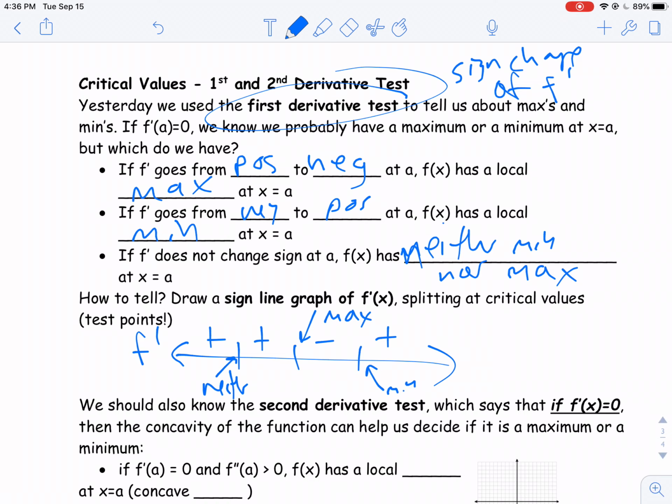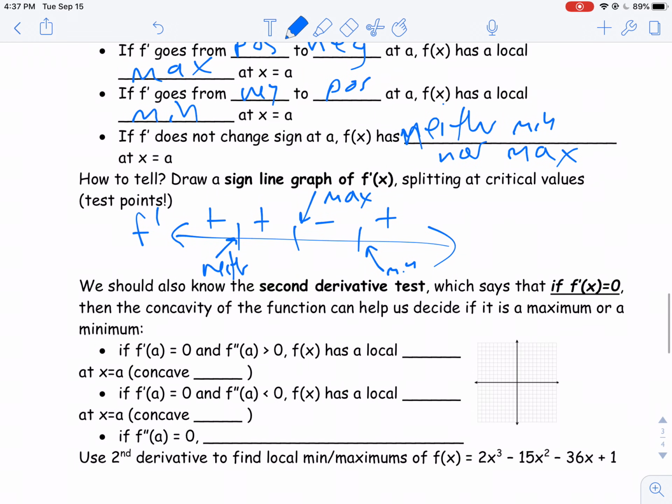Okay, so this is great, but sometimes you can't actually find a sign change of f prime. Like maybe the equation's too difficult to draw a sign line graph of. But one thing great is that you can use what's called the second derivative test. The second derivative test says this: as long as f prime is 0, you can determine whether it's concave up or down to tell us if you have a max or min.